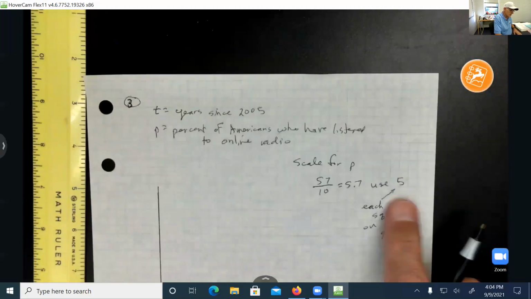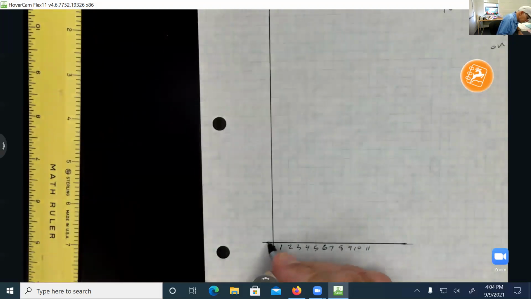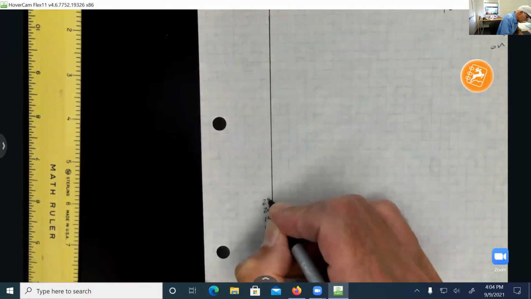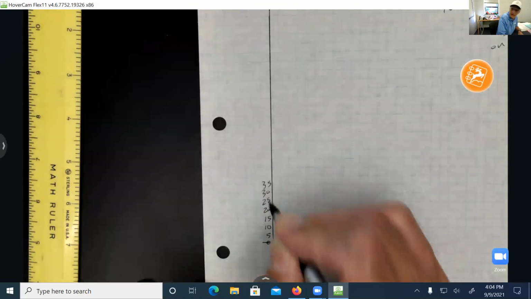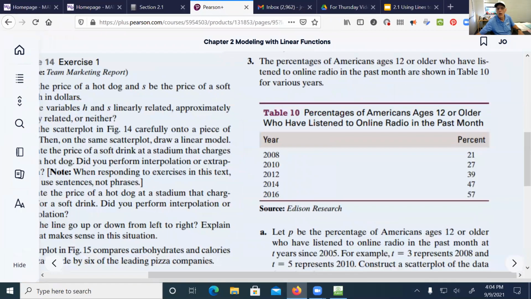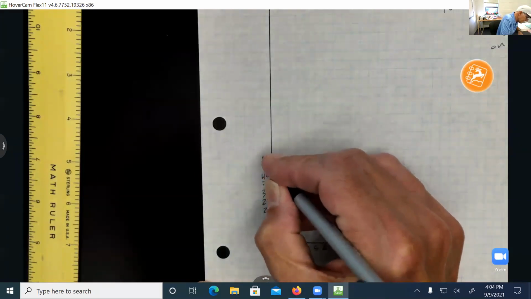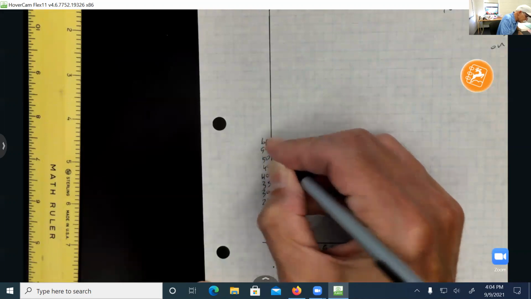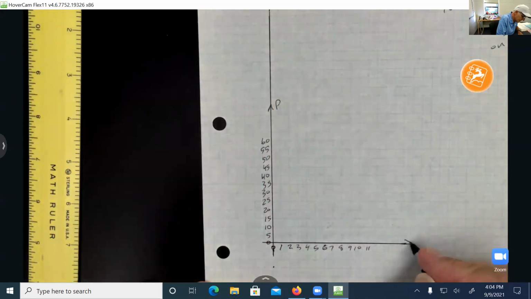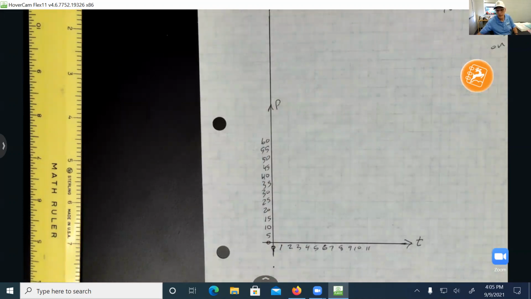And we said that each square was going to be 5 on the p-axis. So we'll start here at 0, 5, 10, 15, 20, 25, 30, 35. And it looks like I need to go up to 57, so 40, 45, 50, 55, 60. And this is the p-axis. Make sure that you label that. And this is the t-axis. Make sure that you label that. So now we're going to get ready to plot our points.